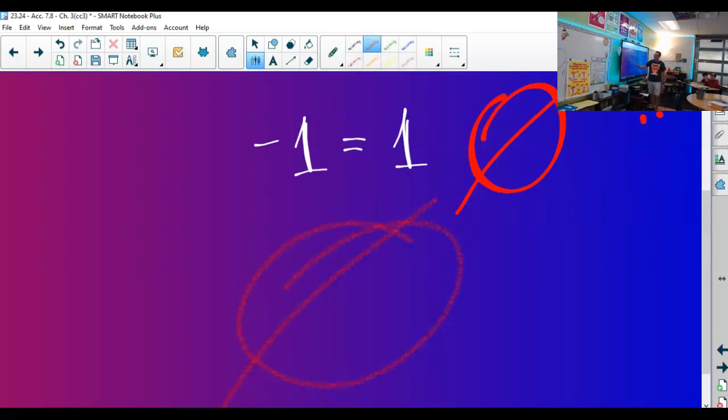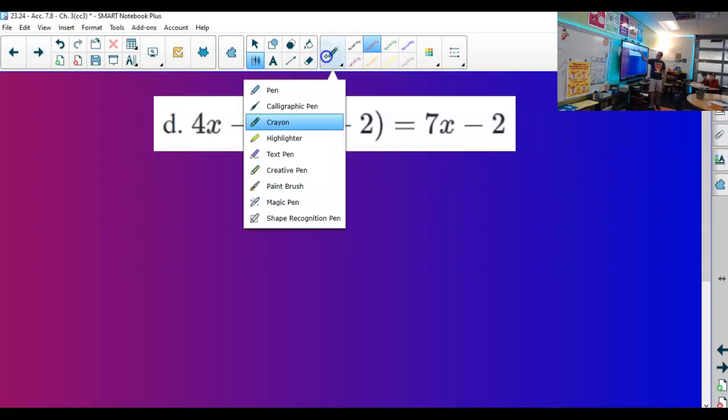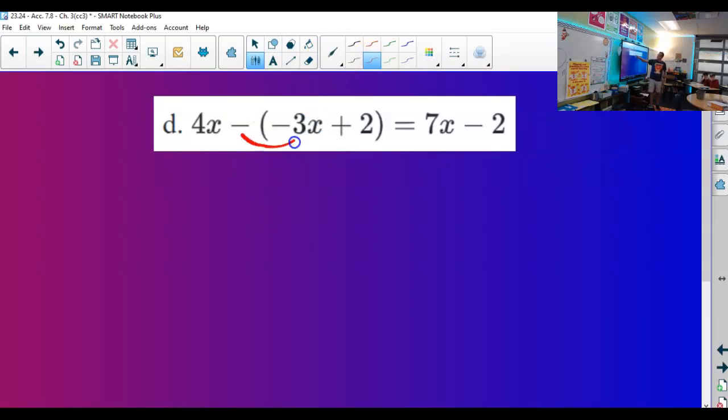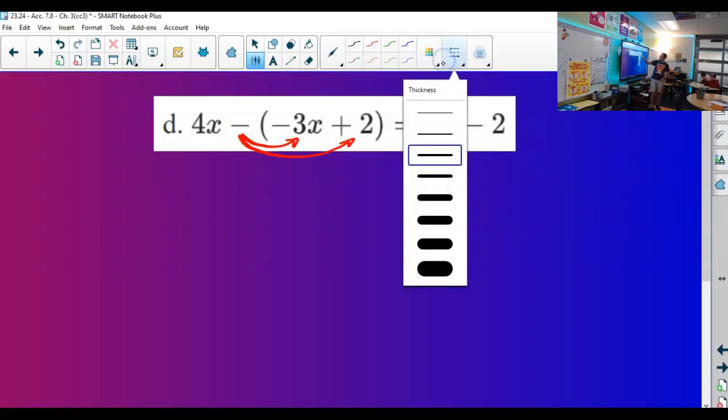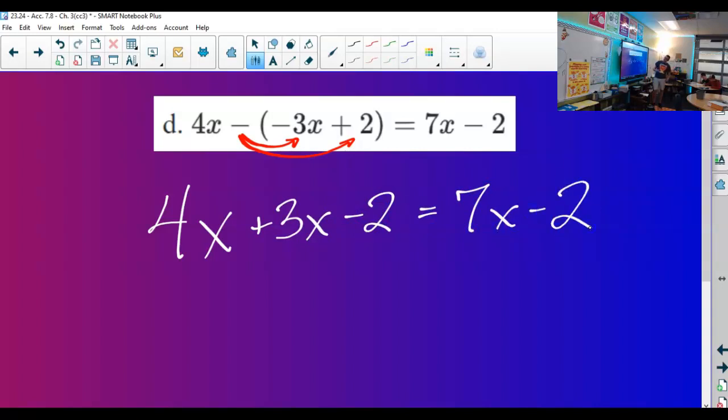Alright. Someone who did D. Owen just went. Anyone else want to participate? Otherwise, I can go back to one of you guys, but anyone else who hasn't participated yet? Vivian? Distribute that negative. Don't forget the second number because that's the trap door that most of us accidentally forget. 4x plus 3x minus 2, or plus negative 2. Love that. 7x minus 2.